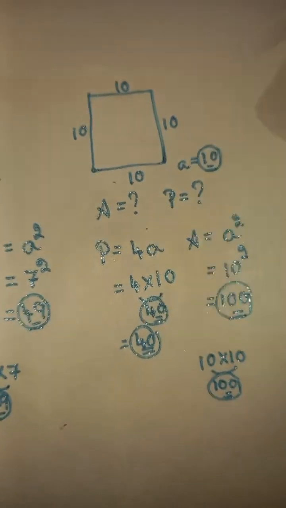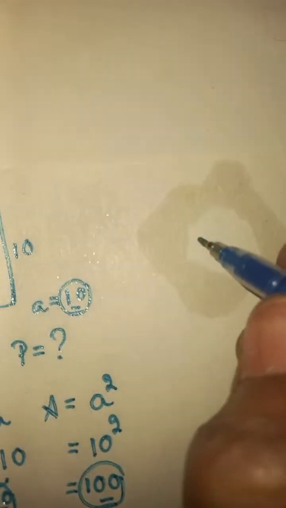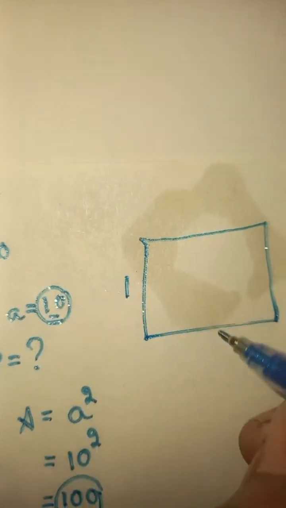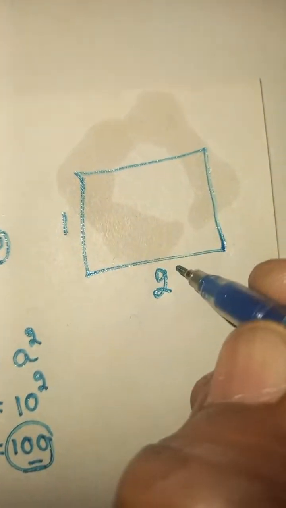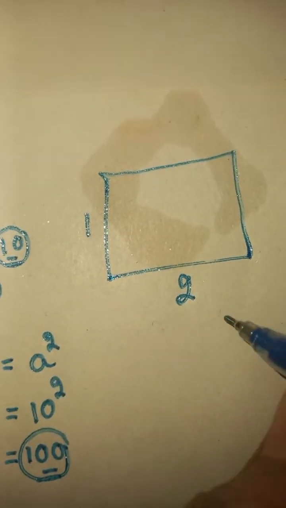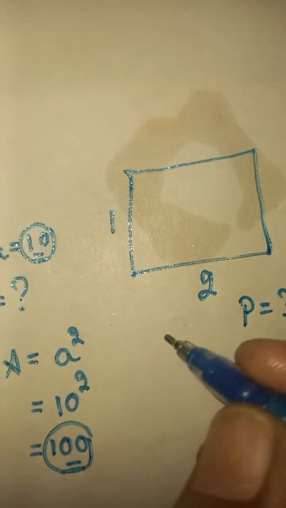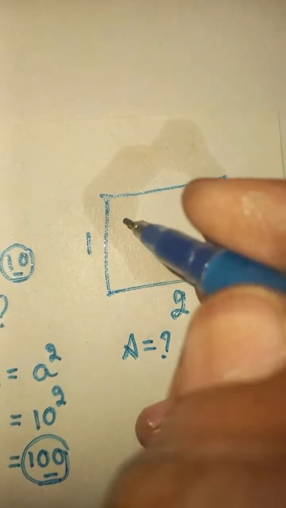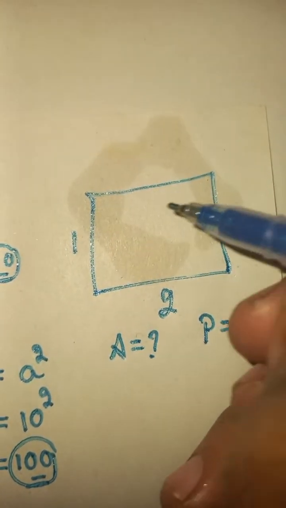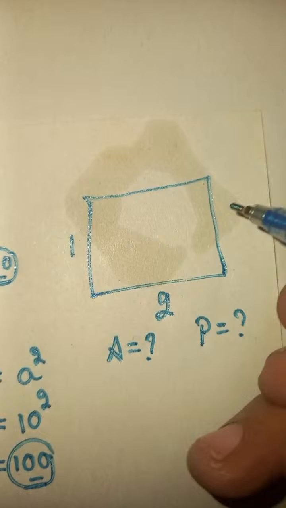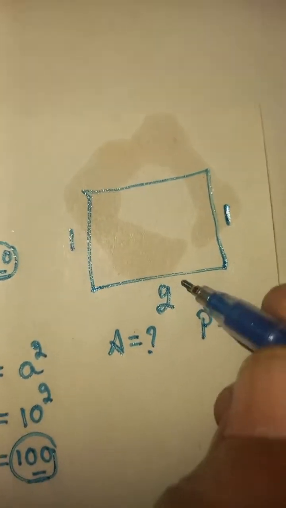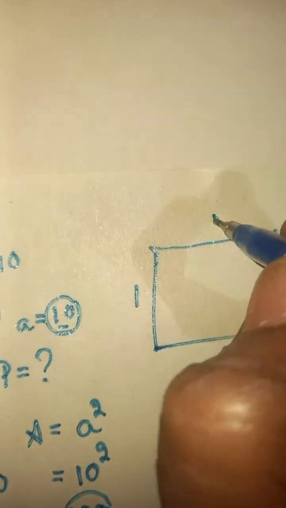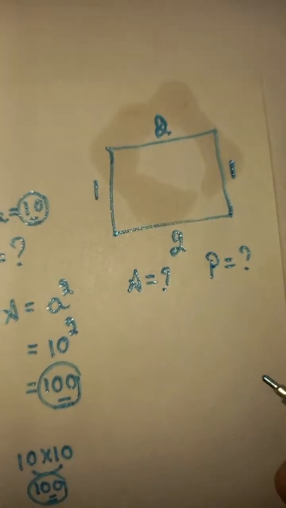Now I am going to tell you about the rectangle. In this rectangle they have given the two sides as 1 and 2 units. Here you need to find out the perimeter and the area. In a rectangle, one more interesting thing is that opposite sides are equal. This side is 1 unit, so this opposite side is also 1 unit. This side is 2 units, so the opposite side is also 2 units.